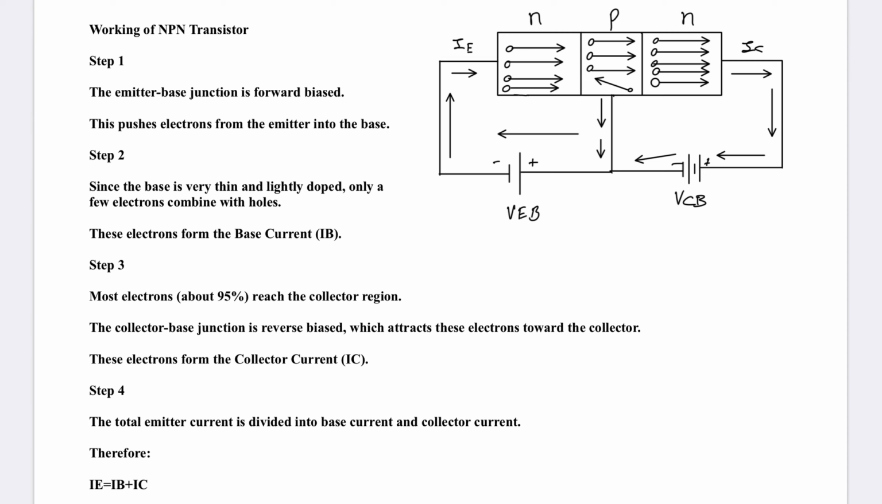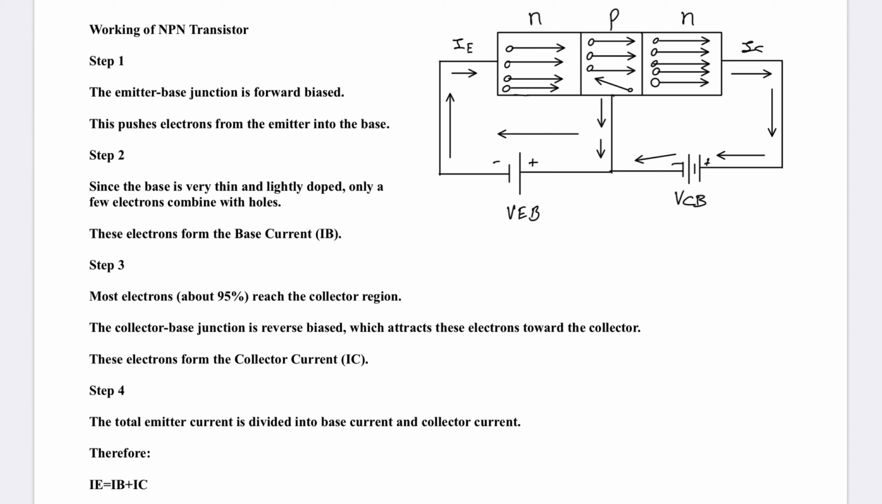Working of NPN transistor. Step 1. The emitter base junction is forward biased. This pushes electrons from the emitter into the base. Step 2. Since the base is very thin and lightly doped, only a few electrons combine with holes. These electrons form the base current, IB.